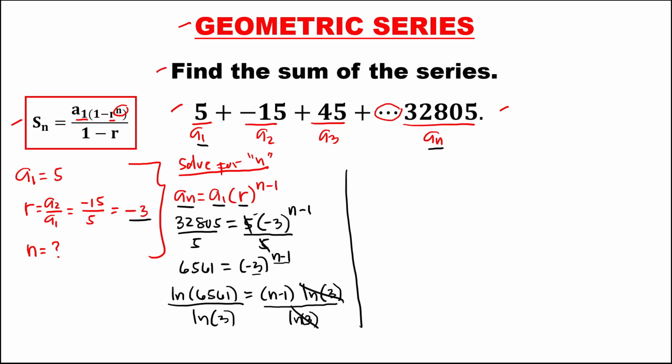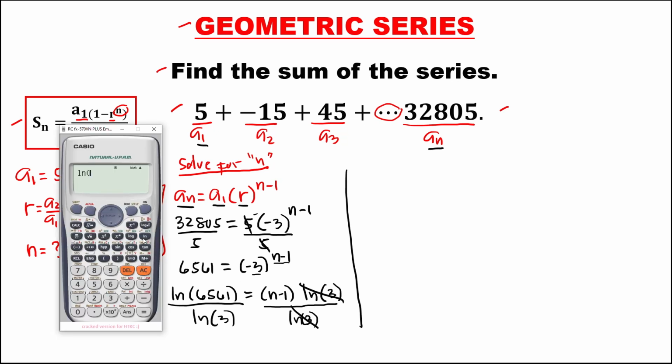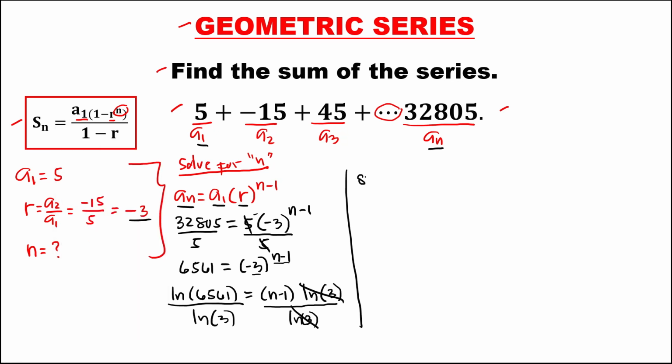So for this, ln 6561 divided by ln 3 is equal to 8. So we have 8 equals n minus 1. Then this becomes n plus 1. So transpose. So we have 8 plus 1 equals n. So therefore, n is equal to 9. So this series has 9 terms.